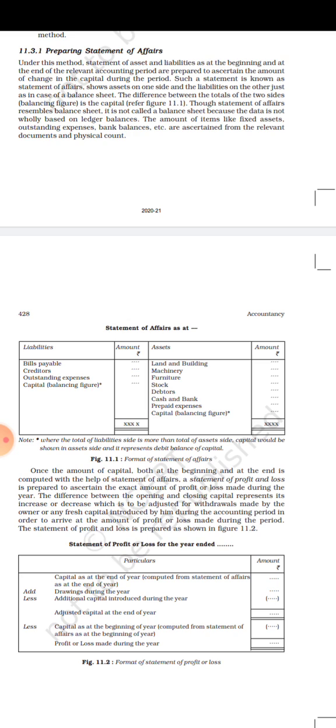Next, calculation of profit. Preparation of statement of profit and loss. Format: capital at the end of the year plus drawings minus additional capital equals adjusted capital. Again, deduct opening capital from the adjusted capital. Answer will be either profit or loss, net profit or net loss.